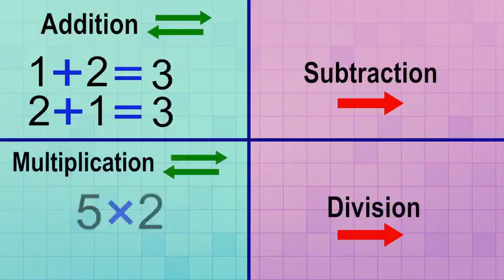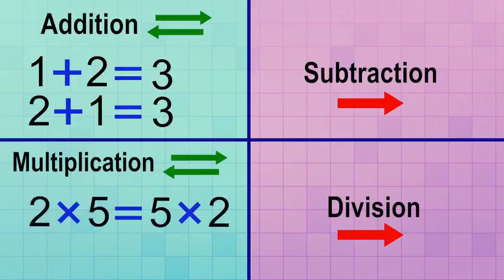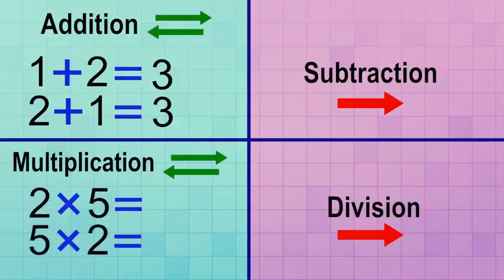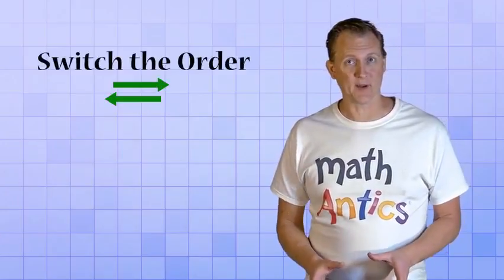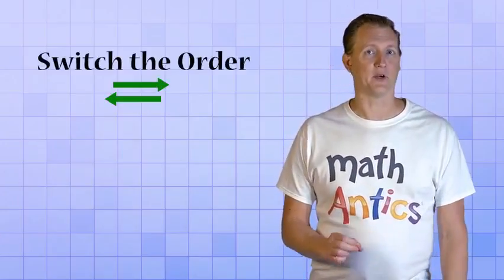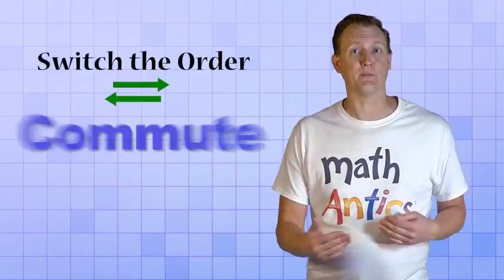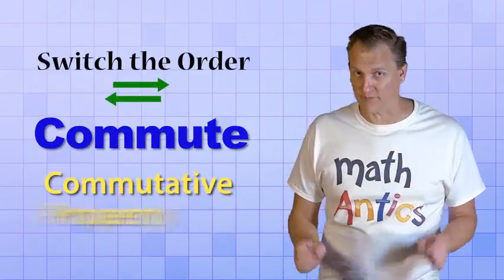And it's the same with multiplication. You can switch the order of the numbers in a multiplication problem and you'll still get the same answer. 2 times 5 is the same as 5 times 2. In both cases, the answer will be 10. When you can switch the order of the numbers in operations like that and still get the same answer, the technical math term is to say that the operations commute, or that they have the commutative property.